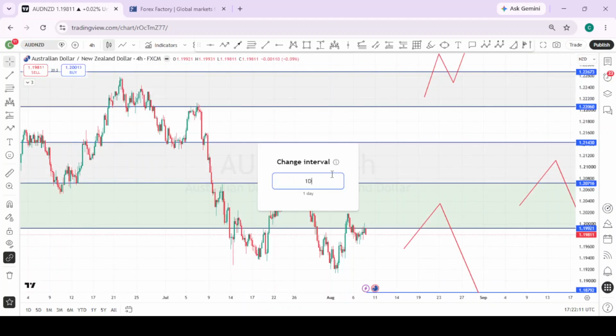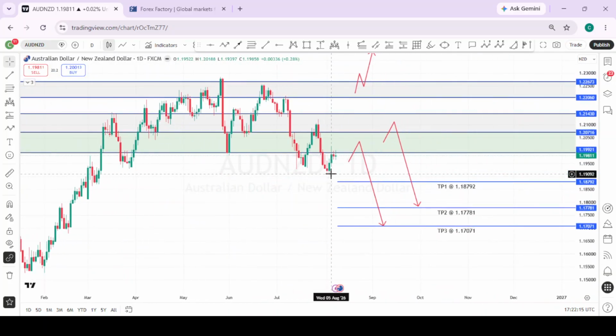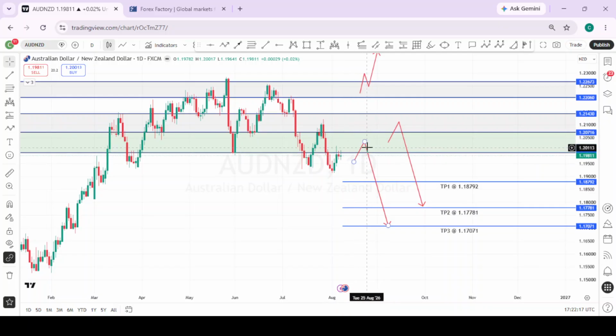This is AUDNZD. For AUDNZD, we have been waiting for this pullback or this retest of the neckline of this double top formation, this huge double top formation, or maybe head and shoulder formation, whichever way we are going to consider it. If we consider it as a head and shoulder, this would be our left shoulder, this would be our head, this would be our right shoulder, and now we're looking for it to see a retest of the neckline, and we take ourselves to the downside.